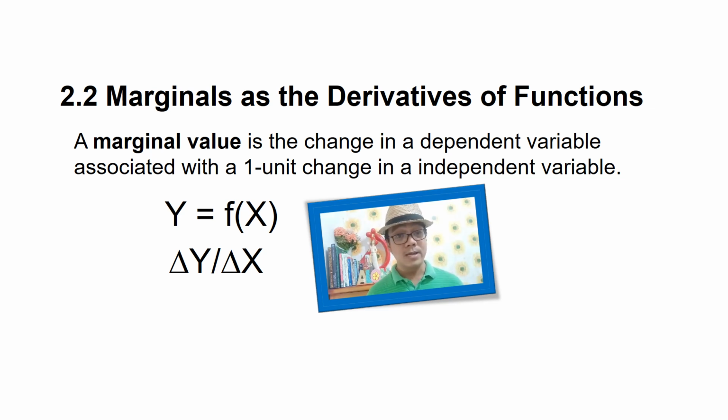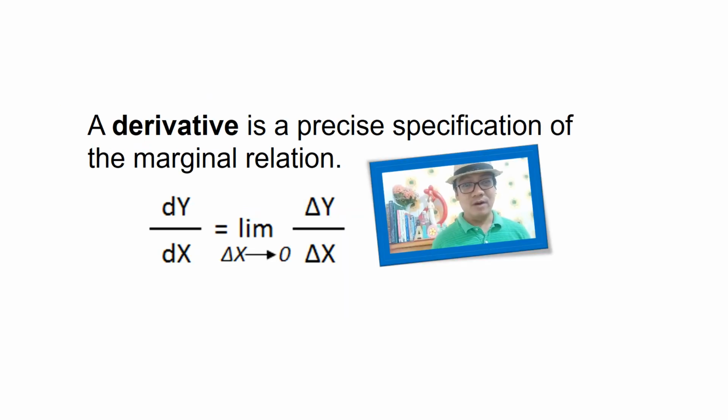The change in y, delta y, divided by the change in x, delta x, indicates the change in the dependent variable associated with a one-unit change in the value of x. The concept of the derivative is closely related to the marginal concept. A derivative is a precise specification of the marginal relation. More generally, the derivative of y with respect to x is given by the change in y with respect to x as the change in x approaches 0.